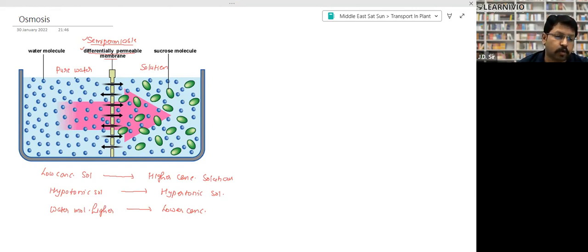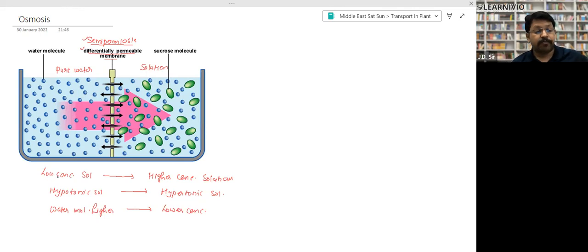So here this is pure water, and here this is the solution, which is the sugar solution, right? So there are larger sugar molecules, sucrose molecules, and this is the water. There is a semi-permeable membrane. First, exchange will take place in both directions. Water molecules will start moving from higher concentration toward lower concentration. Look, in the solution the amount of water is less, but in the pure water the amount of water is more. So water molecules will start moving from the pure water toward the solution.